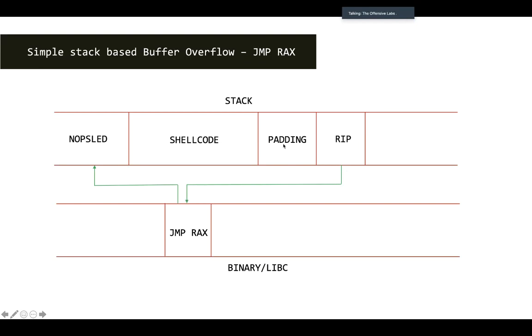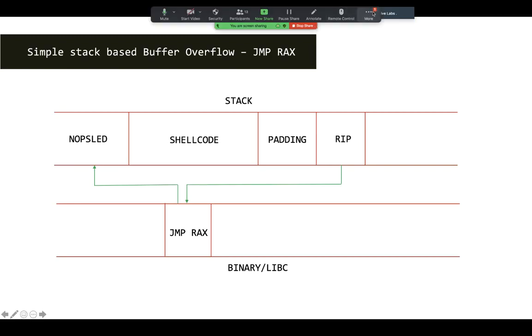Now, where can you find addresses that contain instructions like jump RAX, jump RSP, and all that? If you are from a Win32 exploit development background, you can find them in DLLs or within the binary, right? Same goes here. You can find these addresses within the binary itself, or you can use the libc library, which gets loaded into almost every binary that you use in Linux. I'm going to show you return-oriented programming shortly, where I'll show how you can search for these addresses within the libc library. So that's pretty much it with the simple stack-based buffer overflow exploit.